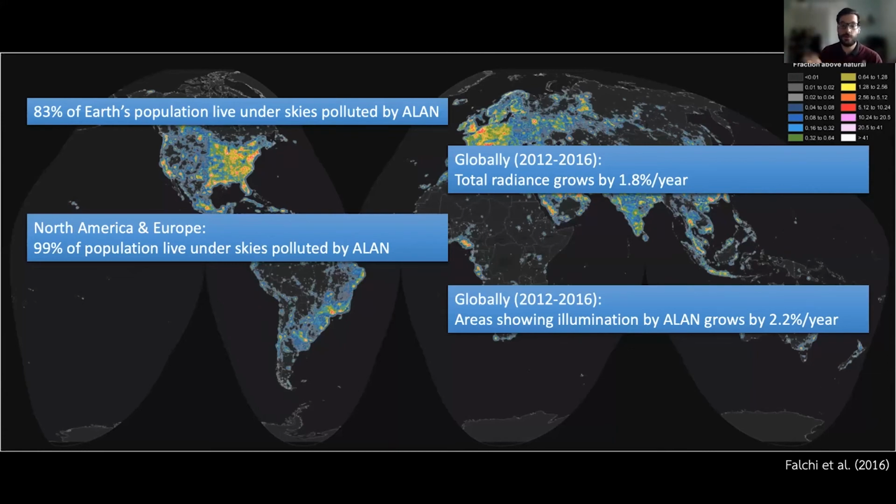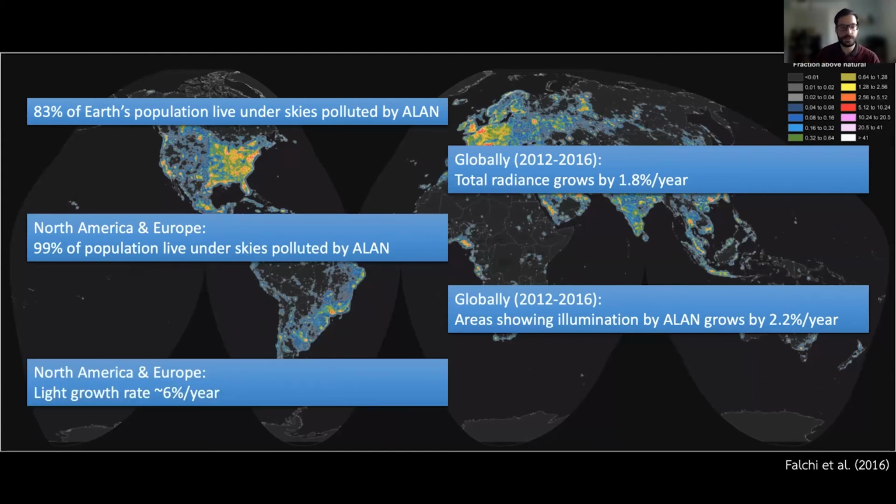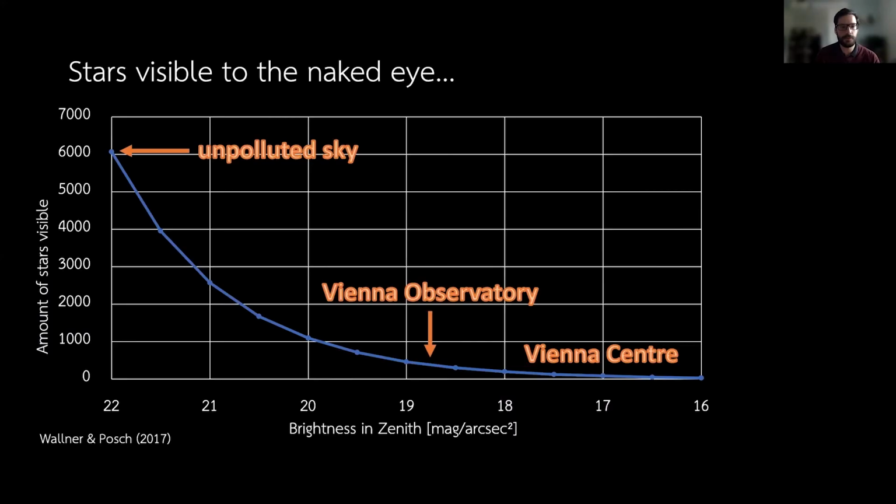Thinking about North America and Europe, this light growth rate is even worse, with 6 to 7% per year. So this is, in fact, even steeper in its increase. So what does this mean if we come back, for example, to this chart, which we have seen before? Just think about this.